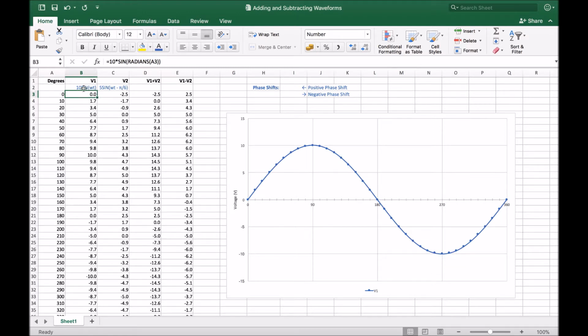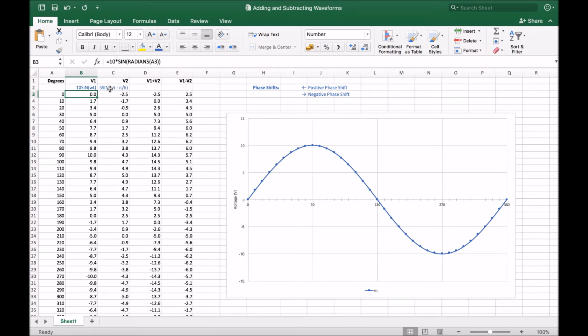If I have a look at the formula for this waveform, 10 sine omega t, in this case the 10 represents the amplitude of the sine wave, in that it goes up to a maximum of 10 and down to a minimum of minus 10. The omega t, omega representing the angular frequency, in this case represents the degrees, going from 0 to 360 degrees.